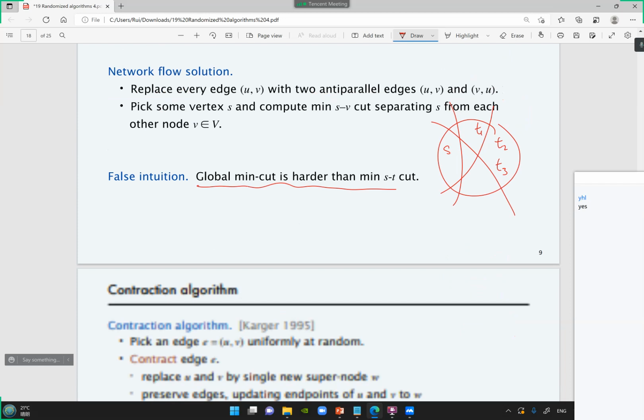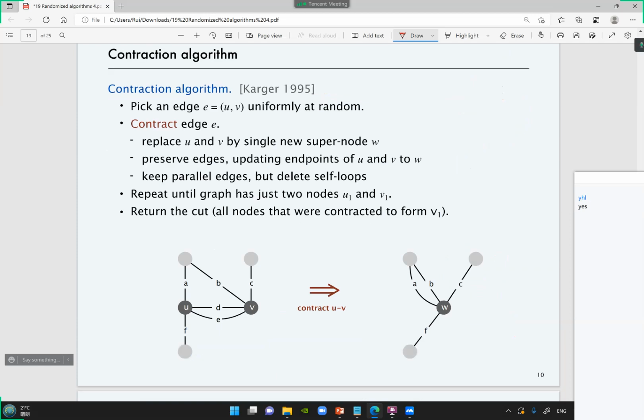Okay, so this algorithm is by David Karger. It's based on an operation called contraction. Let's first look at what this contraction operation is. Suppose you have a graph over here, and now let's pick an edge to contract. Let's suppose you take this edge E between U and V, and you want to contract this edge.